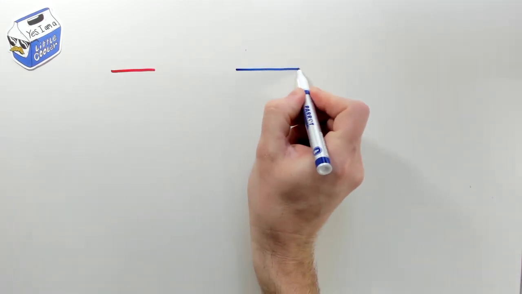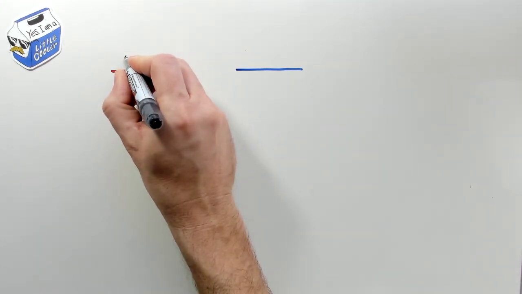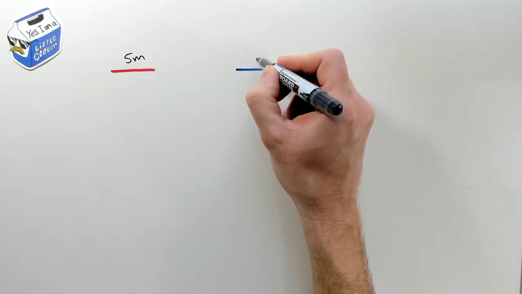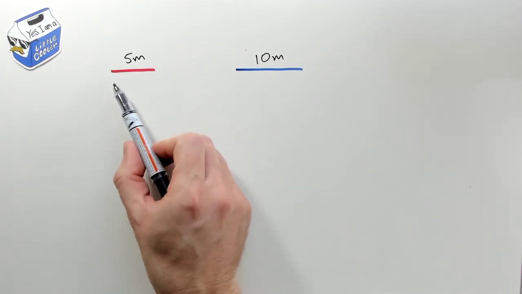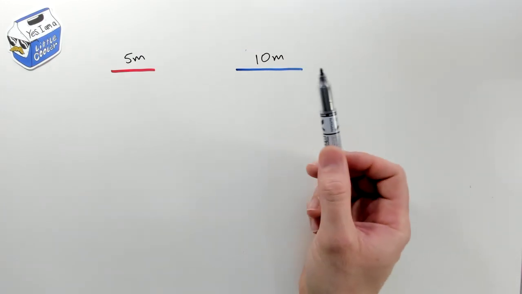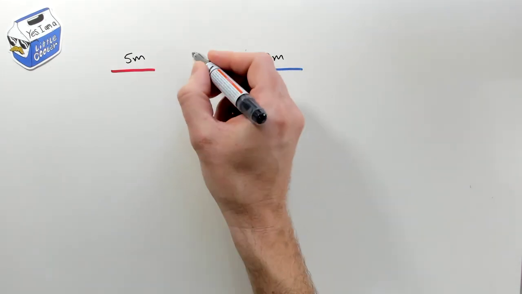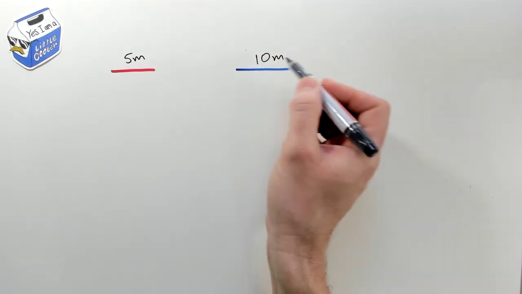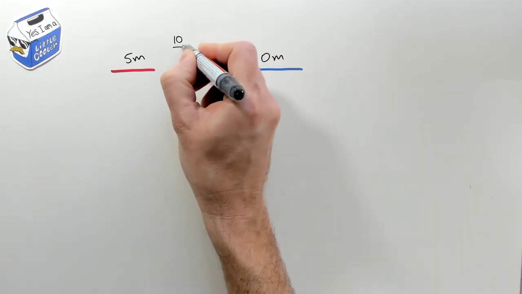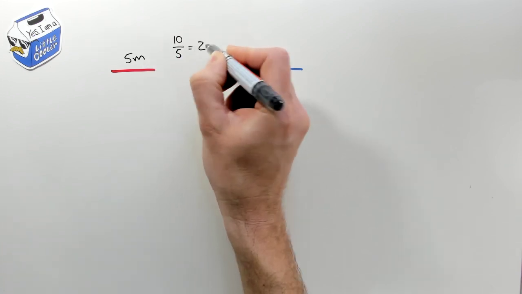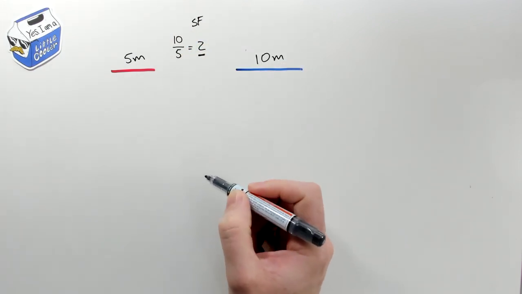And I'm saying this one is 5 meters, obviously not according to scale, and this is 10 meters. Let's say these lines are side lengths of similar shapes, I'll draw the rest of the shapes now. What is happening with the 5 to get to the 10? If I wanted to find the relationship, I can take the bigger number, the 10, and put it over the smaller number, 5, and then I'll get 2. I'm going to call it SF for my scale factor.